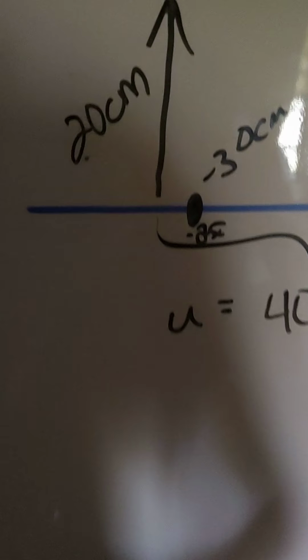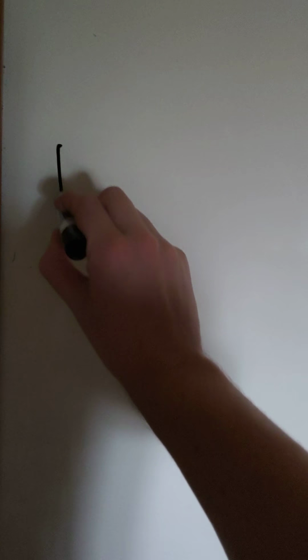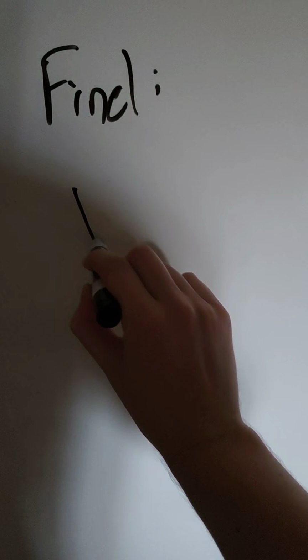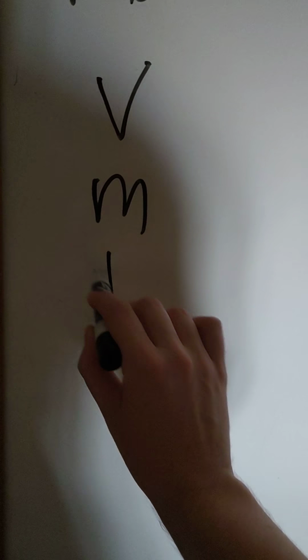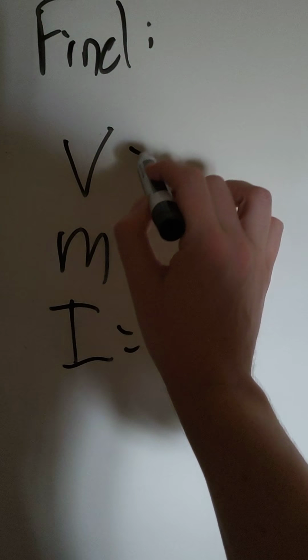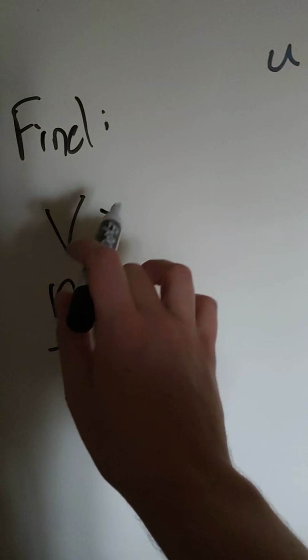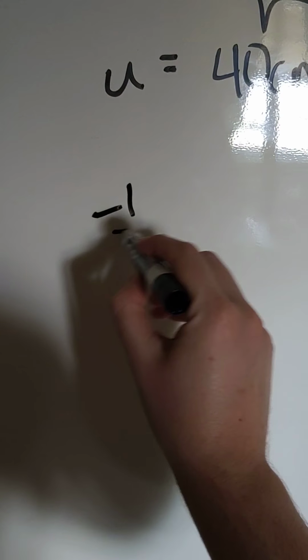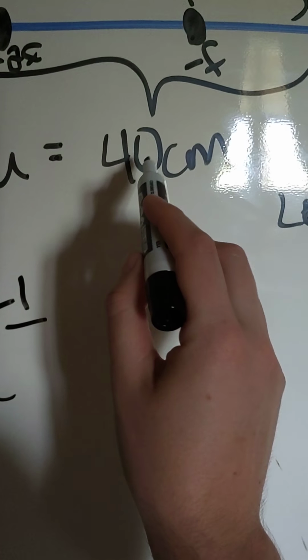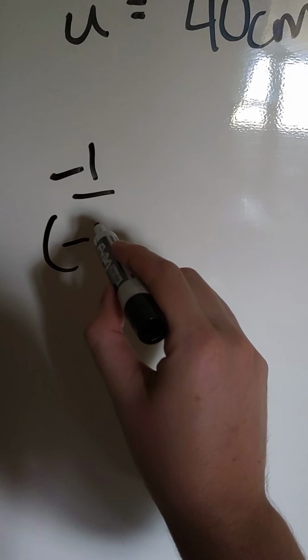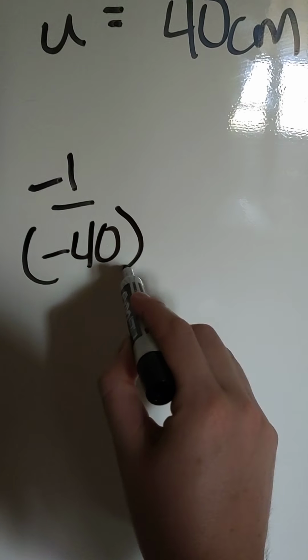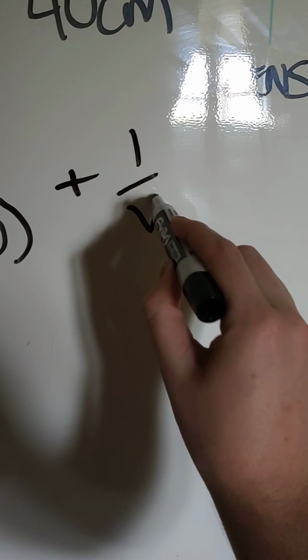But yes, so normal questions, it's going to be find V, M, and I. Image distance, magnification, image size. To find V, we use minus 1 over U, which in this case, because this is the left side of the lens, is going to be, in most if not all cases, minus 40 plus 1 over V, which we don't know, which equals 1 over the focal length. In this case, it's a minus 15, so minus 15.